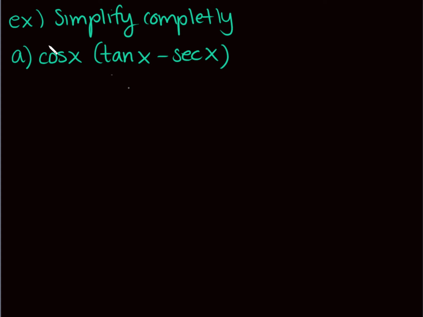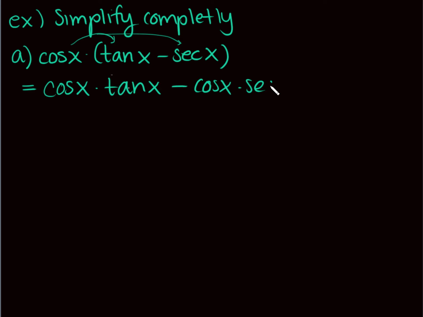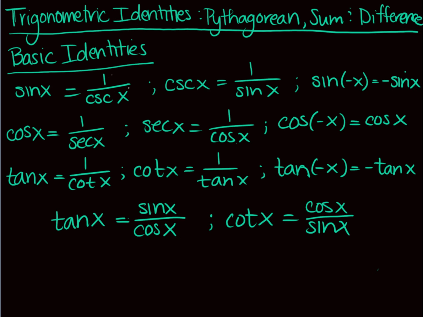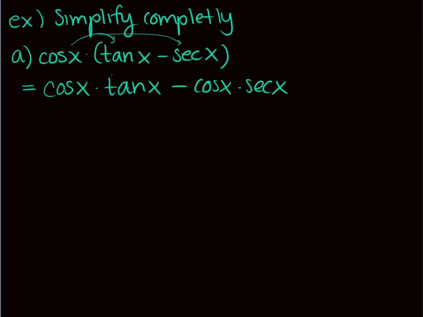Also, I have multiplication. So what I would actually first do if I were to do this one, which, what do you know, I'm going to do this one, I'm going to multiply that cosine through to each term, and then see what can happen after that. So I'm going to take cosine x times tangent of x minus cosine of x times secant of x. And we know from up here, what do we know tangent is? Tangent is sine over cosine. And what do I know secant is, which we've known for a long time? That is 1 over cosine.